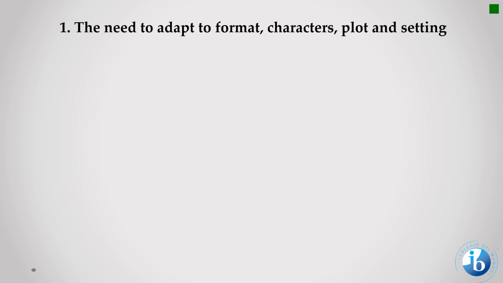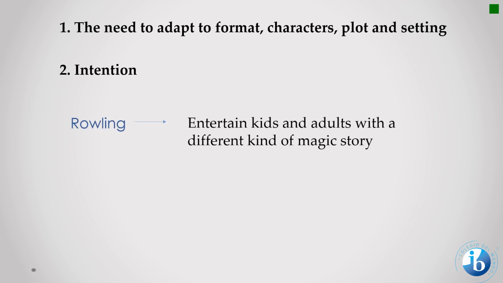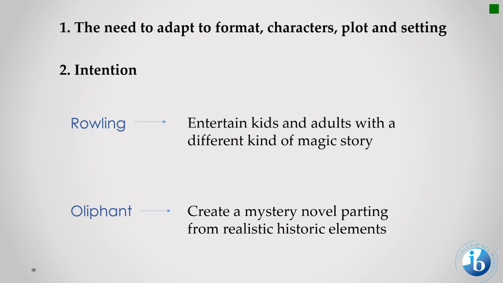And the second one is because the intention differs. Rowling pretends to entertain kids and adults with a different kind of magic story. That's probably the first one in the 21st century, even though she takes references from the 19th century Gothic novel. It is the first one of its kind in these days. But Oliphant only intends to create a mystery novel starting from realistic historic elements. So, for example, the castle in which the story takes place is an actual castle. She wants to give it a legend-like feeling.